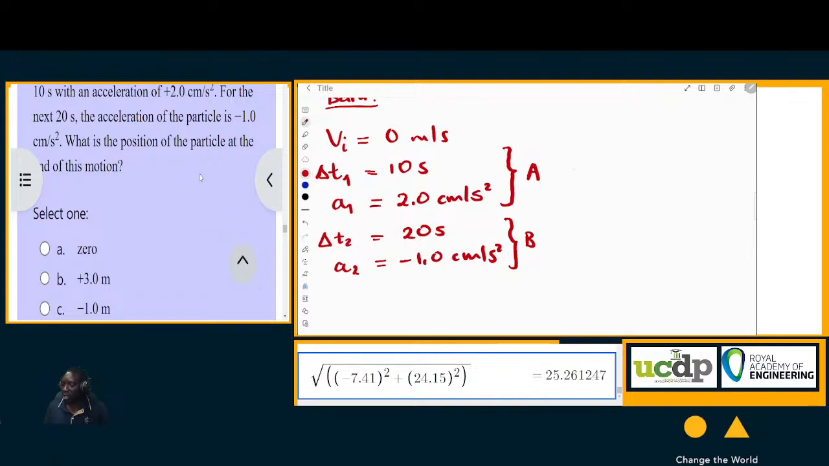Otherwise, we need to find the displacement in both case 1 and case 2. So we've got our S1, which is unknown, and S2, which is also unknown. This should give us the position of the particle from xi. Initially xi is 0 meters, the starting point. So the final point will be S1 plus S2 away from xi, from 0. Now how do we find S1 and how do we find S2?